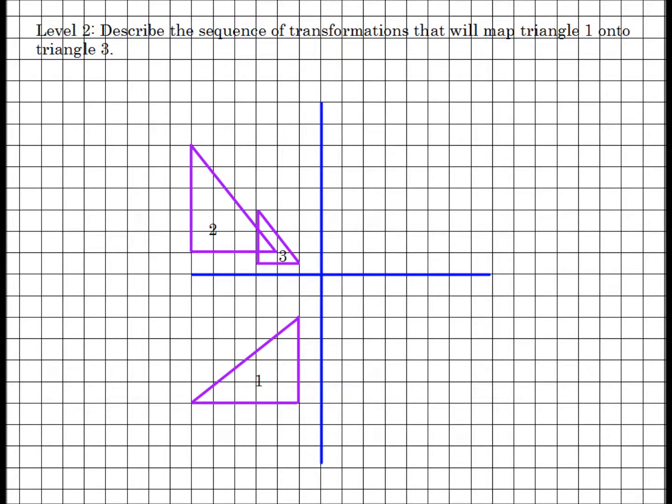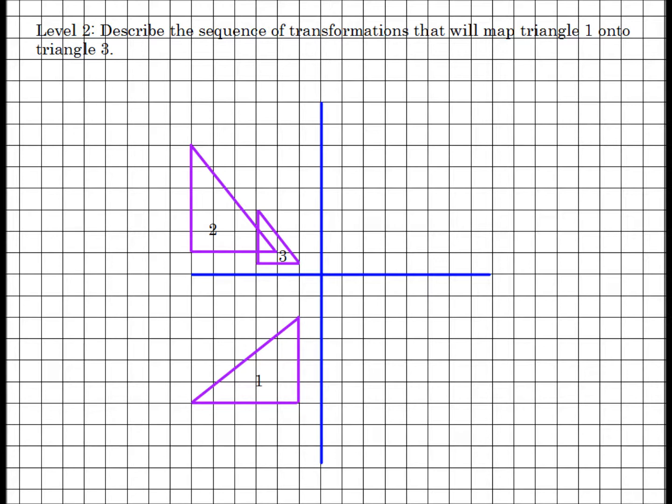We are on to level 2, describing a sequence of transformations that will map congruent or similar triangles onto each other. On this level, we have gotten rid of the labels for the vertices A, B, and C. And now the triangles are numbered 1, 2, and 3. So we need to be able to describe a sequence of transformations that will map 1 onto 3. The goal is to be able to get from 1 to 3 without seeing 2. But to get us there, we need to get through level 2.